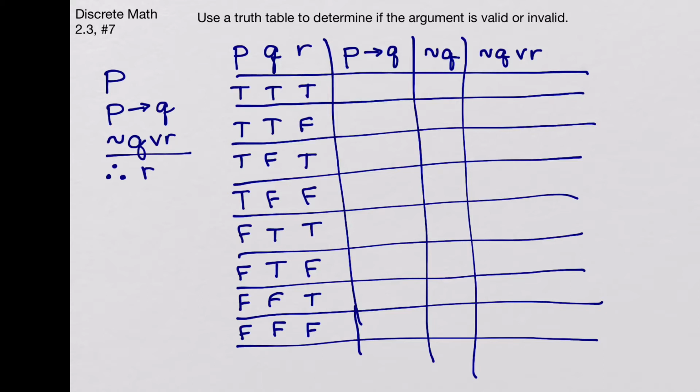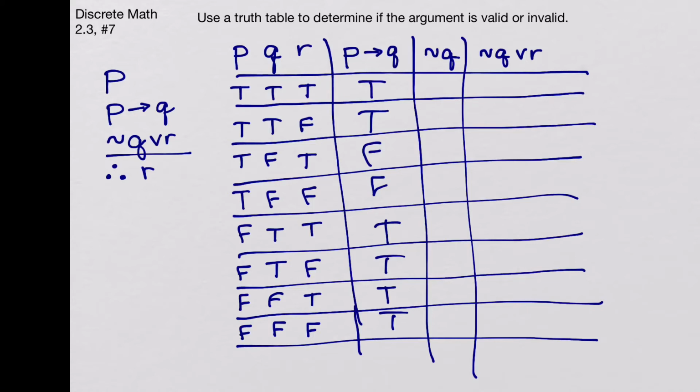So now I can fill in the truth values for if P then Q. That's my second premise. So if P then Q would be true, true, false, false, true, true, and true, true. Remember that when the premise or the hypothesis is false, then the conditional statement is always true. So we've got true, true, false, false, true, true, true, true.